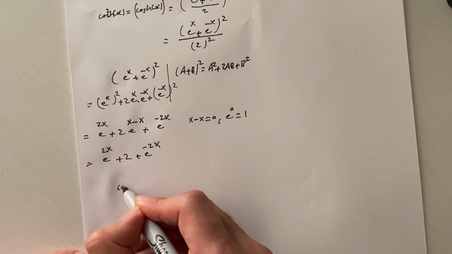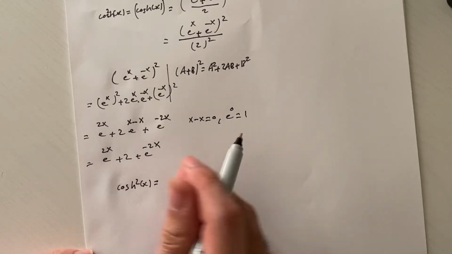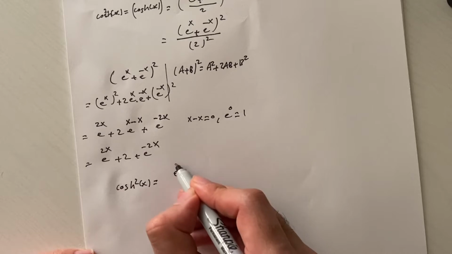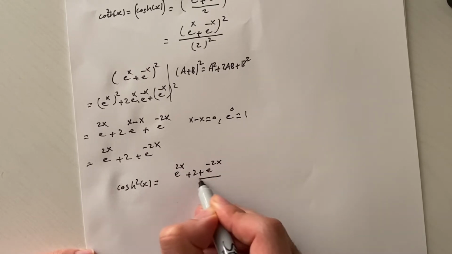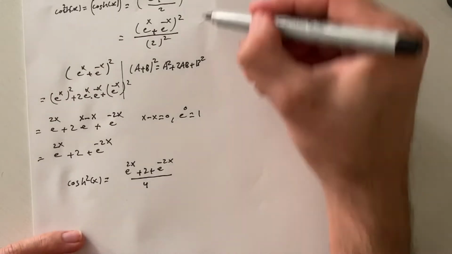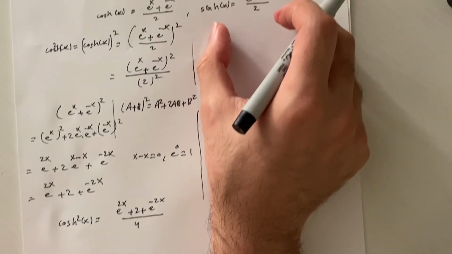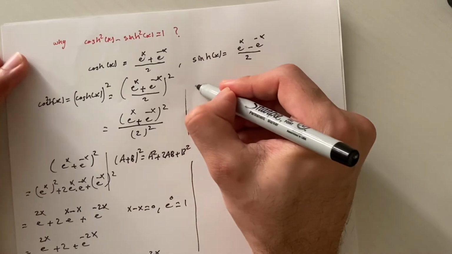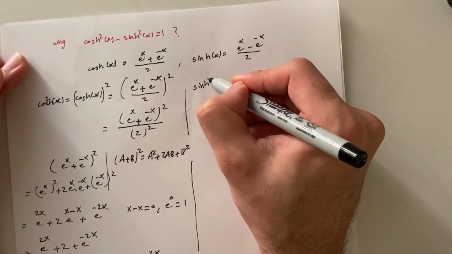Now let's go back to cosh square of x. So the top term is gonna be again e to the 2x plus 2 plus e to the negative 2x, all over 2 squared, which is 4. Now what we want to do is do the same thing for sinh. So we're gonna square it, sinh square of x. We want to find what's the definition of that.